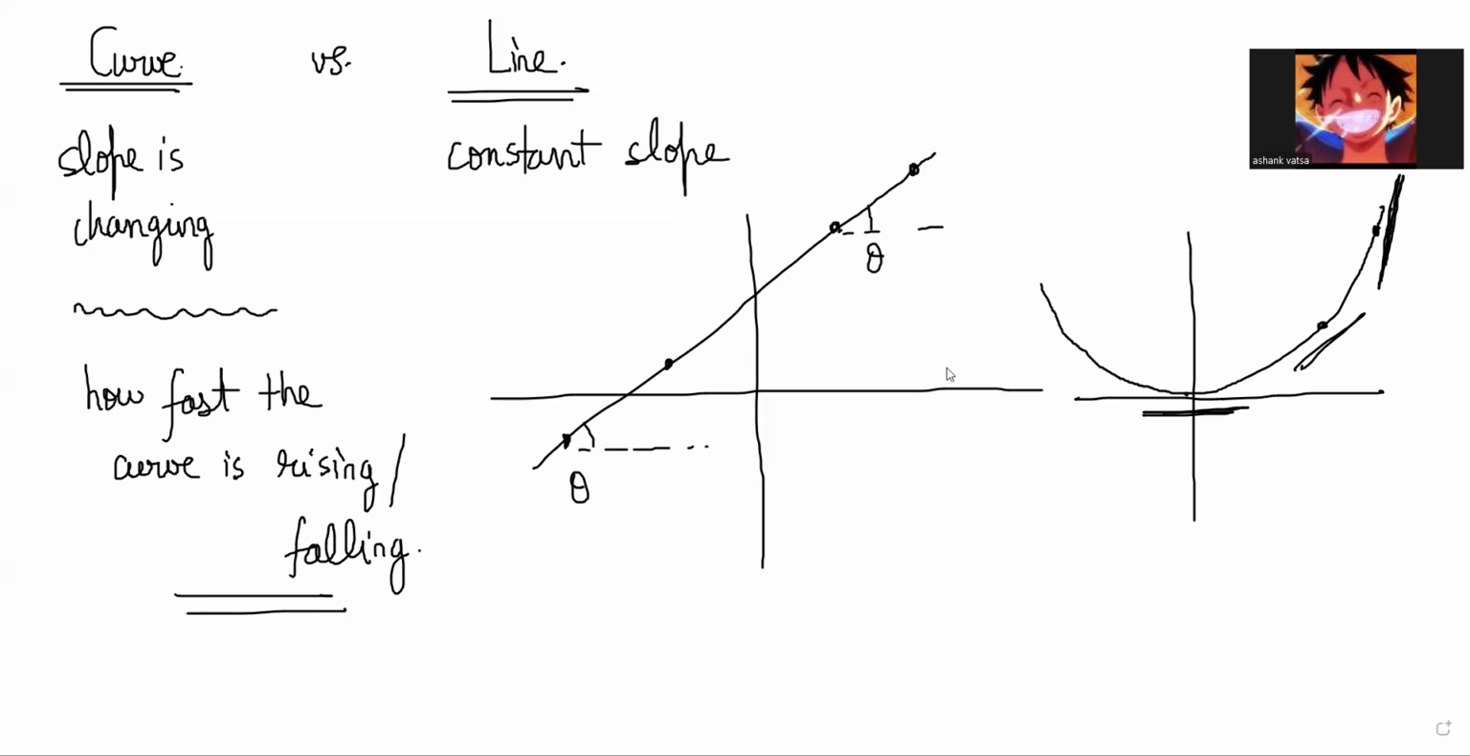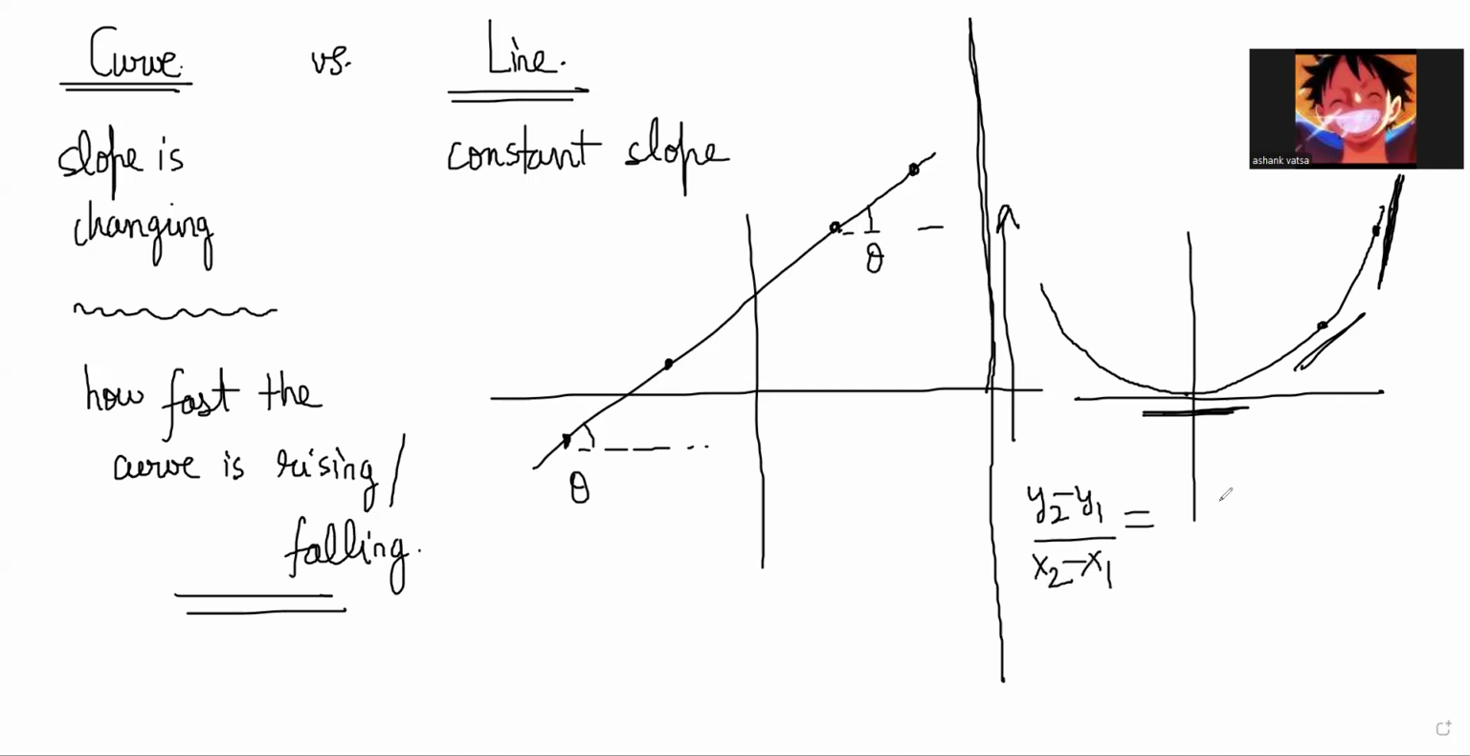For example, if I draw a line like this, you will notice that x doesn't change, but y keeps increasing, right? So y2 minus y1 by x2 minus x1 here would be some constant by 0. X doesn't even change, so this is like infinite. Here the slope is infinite because the line is vertical. So your x doesn't even change and y keeps increasing, right?